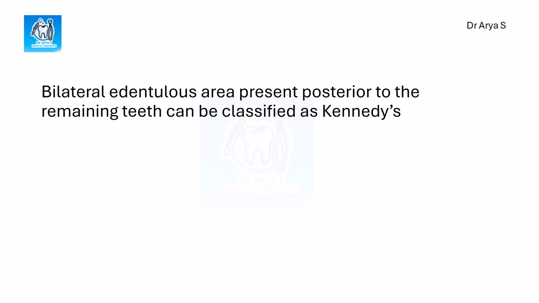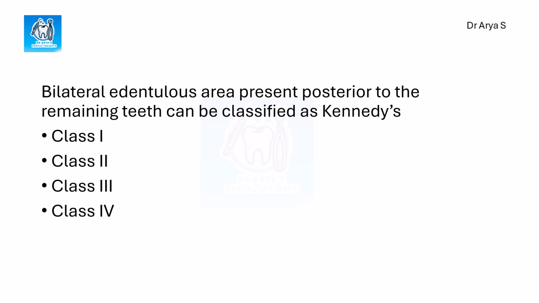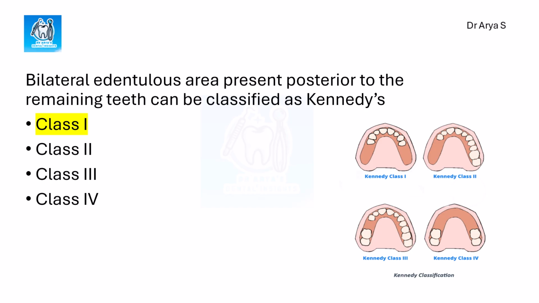Bilateral edentulous area present posterior to the remaining teeth can be classified as Kennedy's class 1, 2, 3 or 4. Here the question is about bilateral edentulous area which is present posterior to the remaining teeth. So here this is the situation. So this is class 1. And here unilateral edentulous area, that is class 2. Here the edentulous area bounded anteriorly and posteriorly by natural teeth, then it is class 3. And unilateral edentulous area crossing the midline, that is class 4.